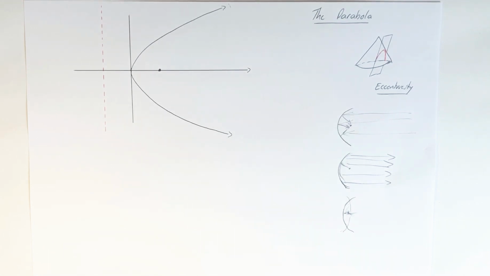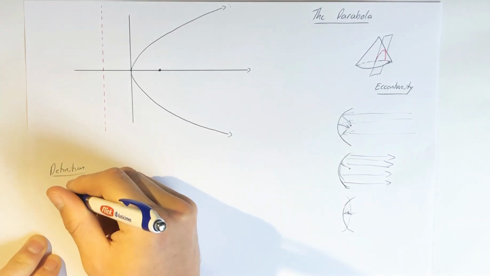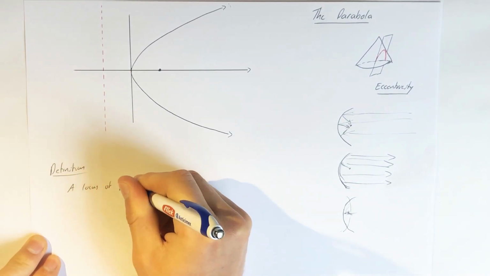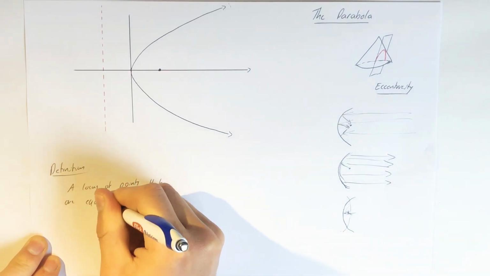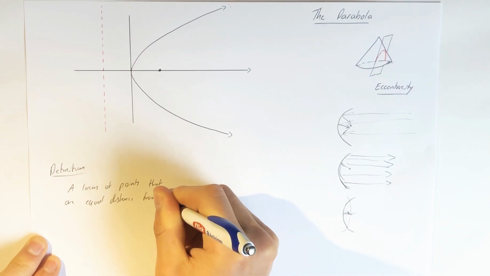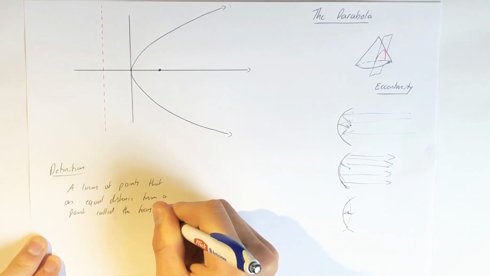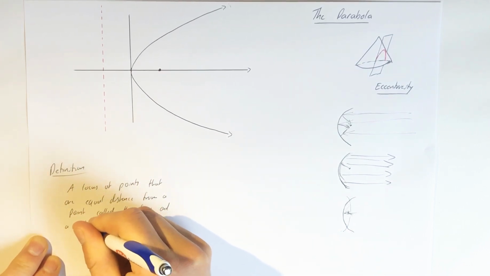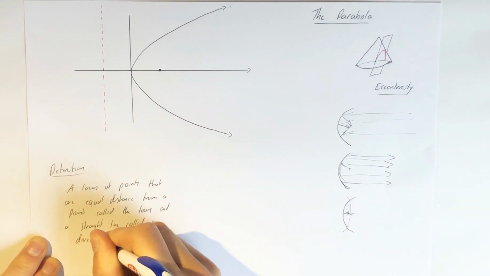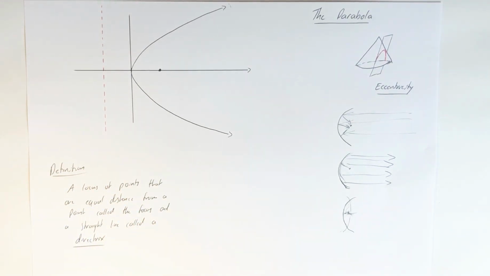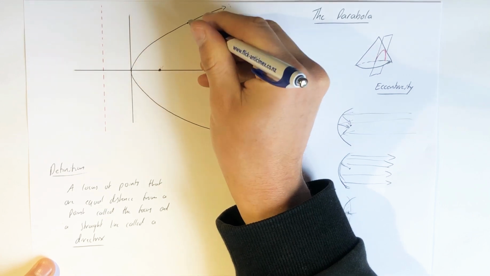So we're going to define the parabola. The definition of a parabola is that it is a locus of points, so the collection of points that are an equal distance from a point called the focus and a straight line called a directrix. D-I-R-E-C-T-R-I-X, directrix.